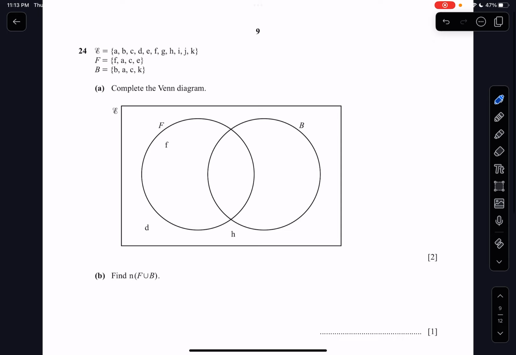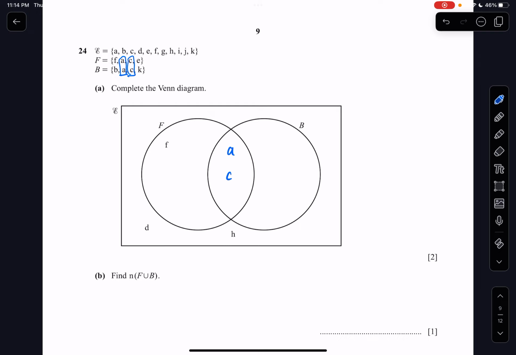A set notation problem. Okay, so this is a universal set. We have A, B, C, D, E, F, all the way to K. Set F is FACE. Set B is BACK. Complete the Venn diagram. So now I have to just put down everything. Let's look for the common elements first. A and C are common, so let's put it here, A and C.